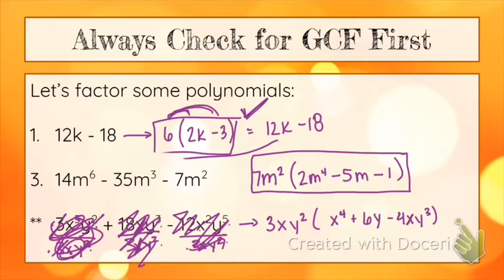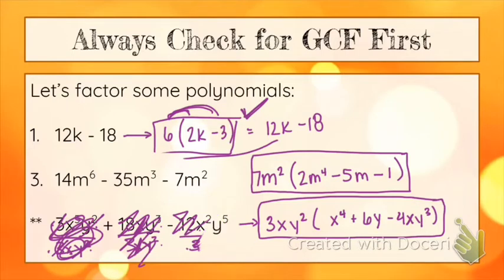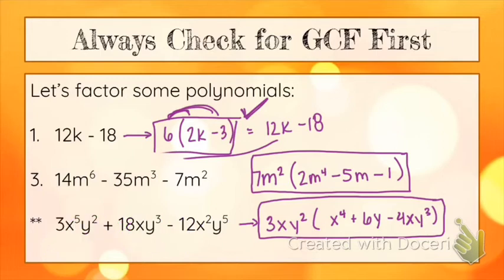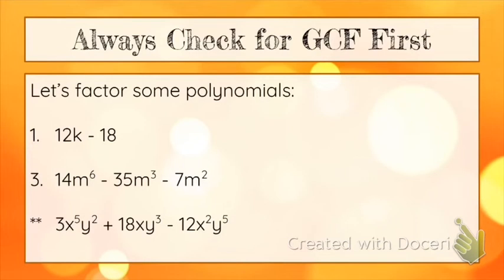So now we have this, which is our factored version of what we started with over here. If we wanted to check our answer, we could distribute this through every term, and we would get this back. Okay? So you'll see that the first couple of practice problems, all you do is take out a greatest common factor, and that's it.